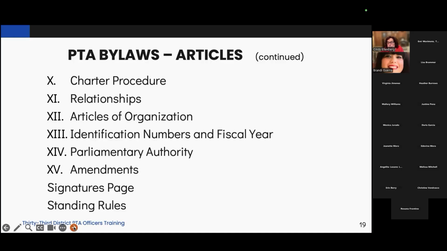And it states that Robert's Rules of Order are the parliamentary authority when in doubt, if it's not listed in your bylaws or in state bylaws, and those guidelines for rules and regulations. Article 15 are the amendments that basically say that your bylaws are reviewed annually and updated at least every 5 years. You can update it more frequently if you have something to change.